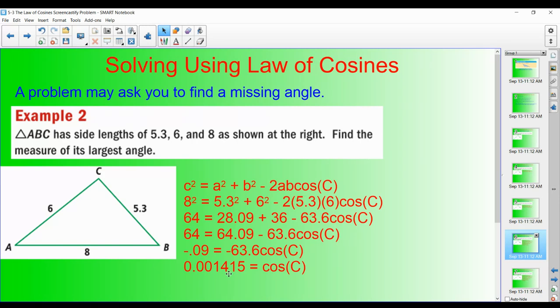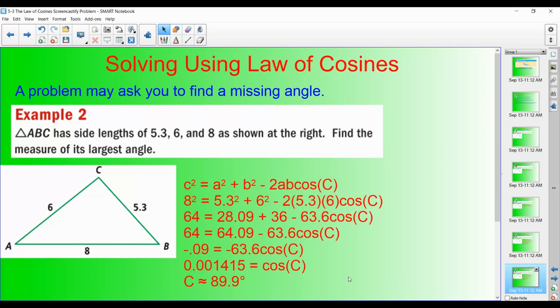Now it helps to go out a few decimal places. I generally write the first 4 non-zeros. Rounding is not going to be a big part of this unit, but the more decimal places you go out, the more accurate your answer is going to be, so that when we take the inverse of both sides, we wind up getting that C is approximately 89.9 degrees.